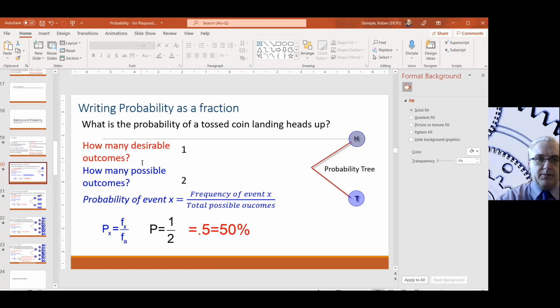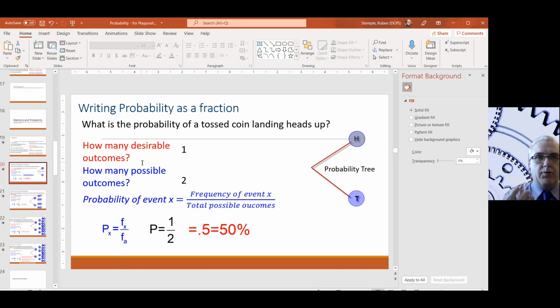The way we write that as a fraction is we say how many desirable outcomes. Flipping it to heads is the desirable outcome. And how many possible outcomes? It's either heads or tails. There's no third outcome when you flip a coin. I suppose you could drop it and not have any data, but that doesn't really count. So if your desirable outcome is 1 and your possible outcomes is 2, we make a fraction out of that by putting the frequency of the event that we want, the heads up coin, on the top of the fraction and the total possibilities on the bottom.